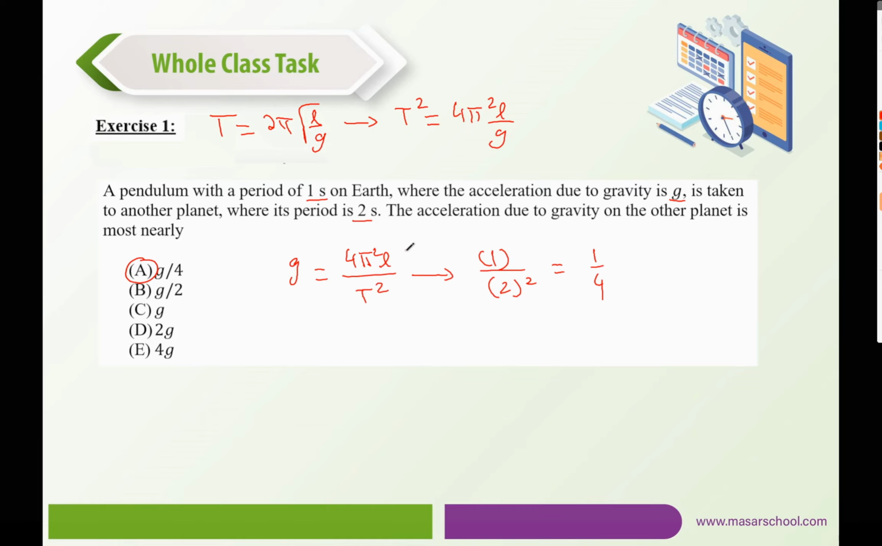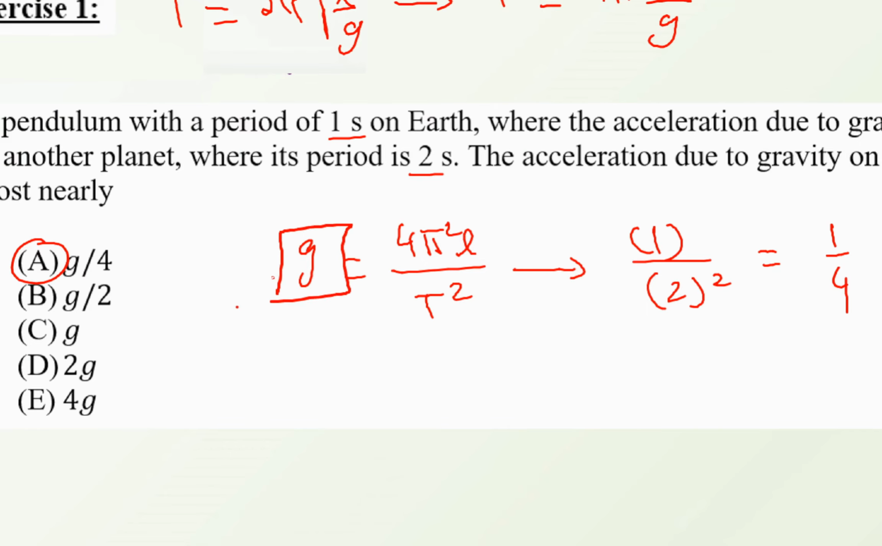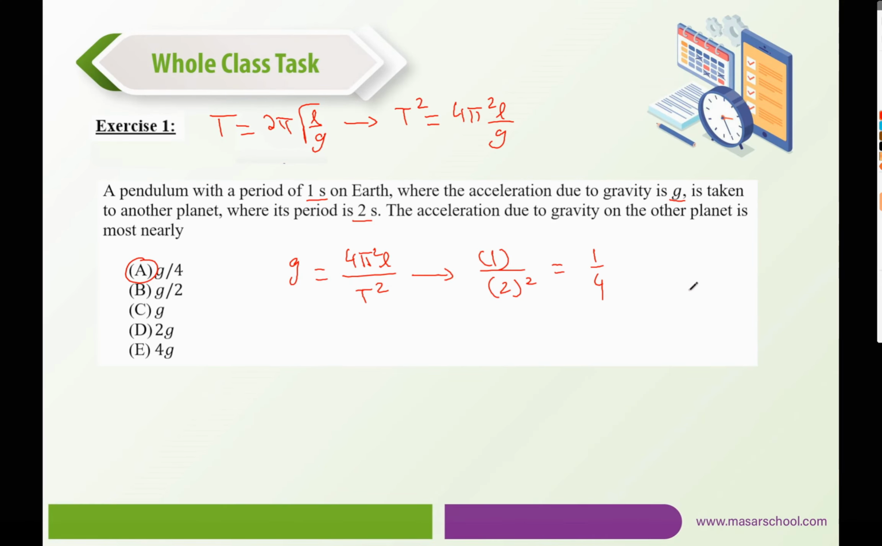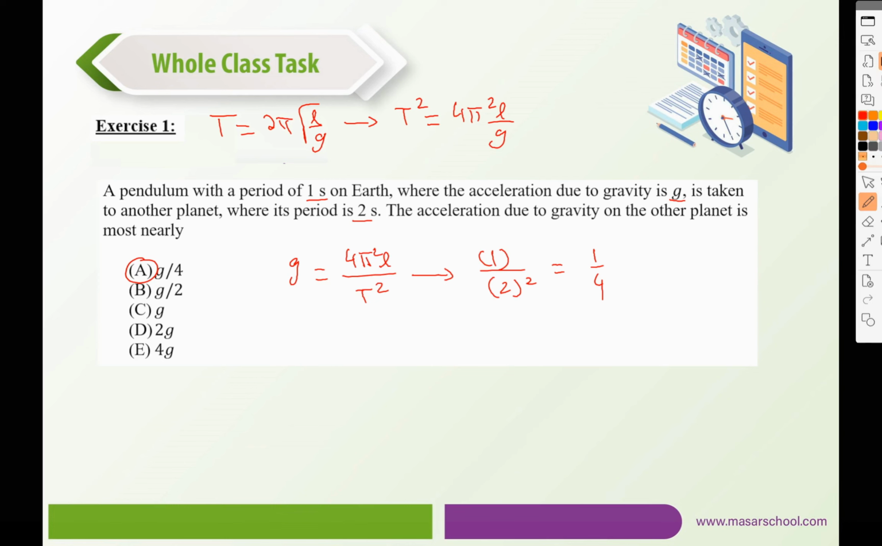And here, as you can notice, the pendulum, although it's very simple, can be used to measure the value of g on a planet by simply measuring the period using a stopwatch. So this is super important, and we know that the value of g of a planet is very important for us.